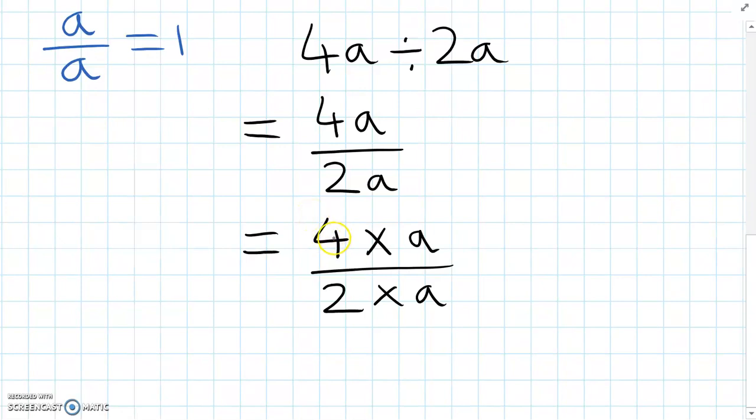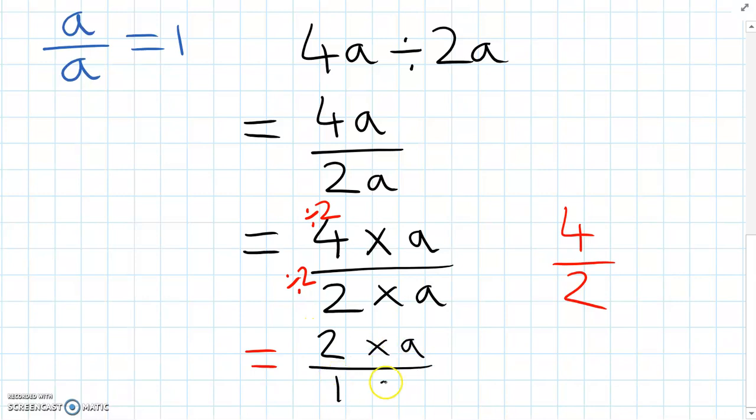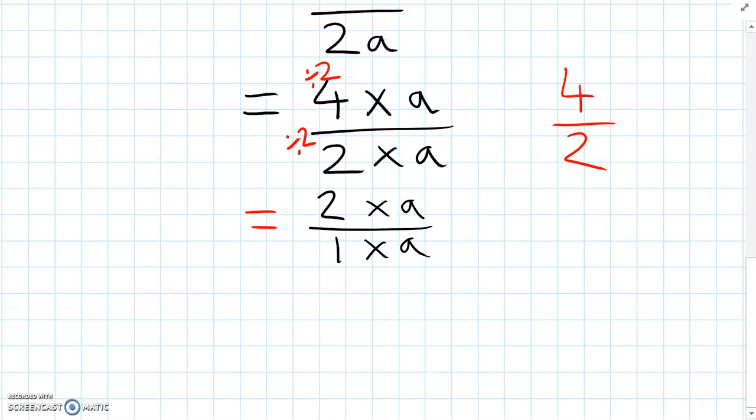Well, this is basically like having one number on the top, because 4 times a, that's giving us a number. So just like a normal fraction, if we had 4 over 2, we can simplify these numbers by thinking of the highest common factor and dividing by that. So here we have the highest common factor of 2. Let's divide the numerator and the denominator by 2. And that gives us 2 times a over 1 times a. And 1 times a, we don't really need the 1 anymore. So that's the same as saying 2 times a over a.